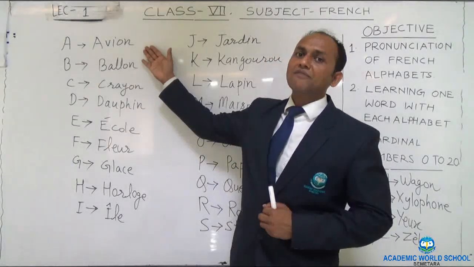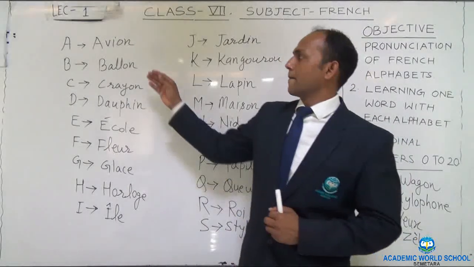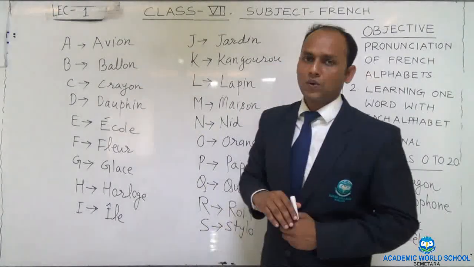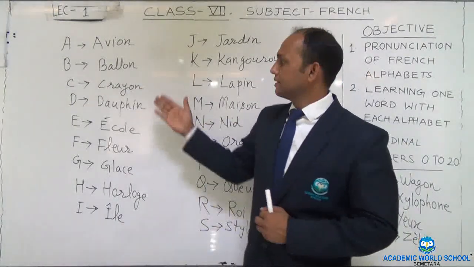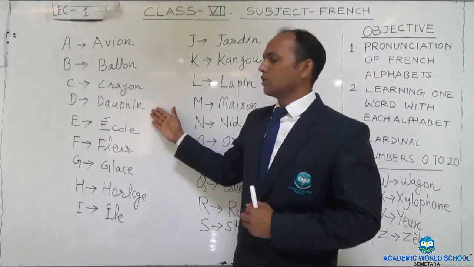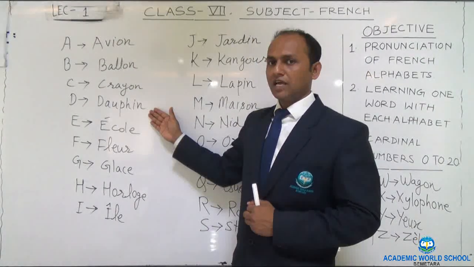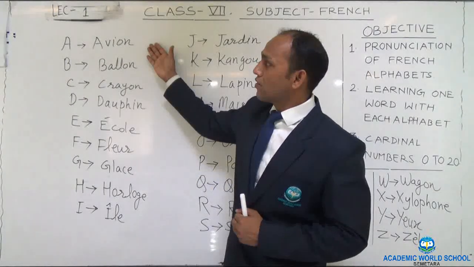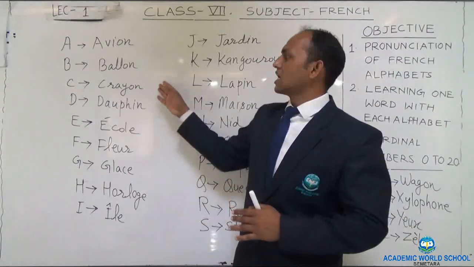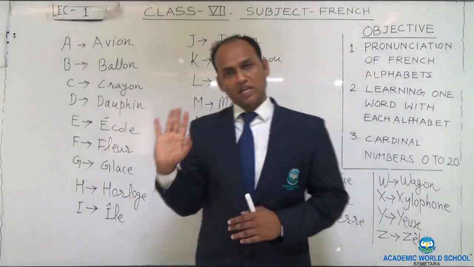Avion. Avion means airplane. Ballon. Speak after me. Crayon. Dauphin. Dauphin, dolphin. Avion, airplane, ballon, ball, crayon, pencil, dauphin, dolphin. Alright?